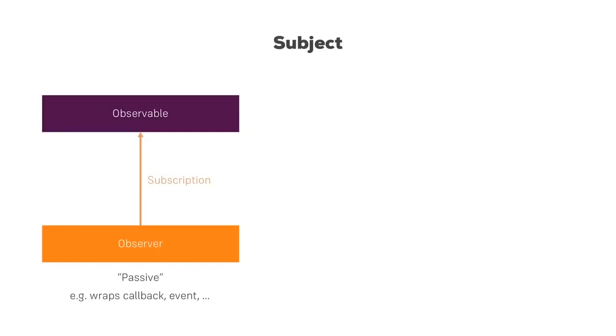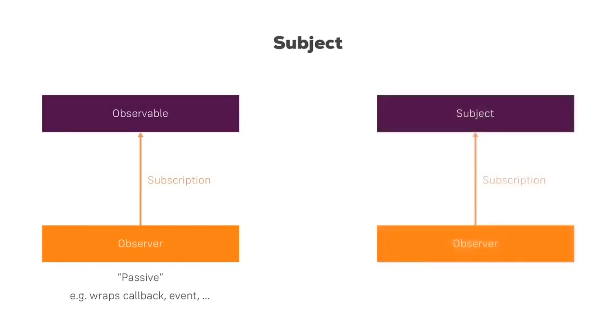A subject is more active. We also subscribe to a subject, but there we can manually call next. And that makes it a perfect event emitter because we cannot just subscribe and wait for something which we can't directly influence. Instead, we can directly influence when a new data package is emitted. And that's exactly what we need in our application. When we add a new post, then we actively want to notify our entire application. And that is what we can do with a subject.